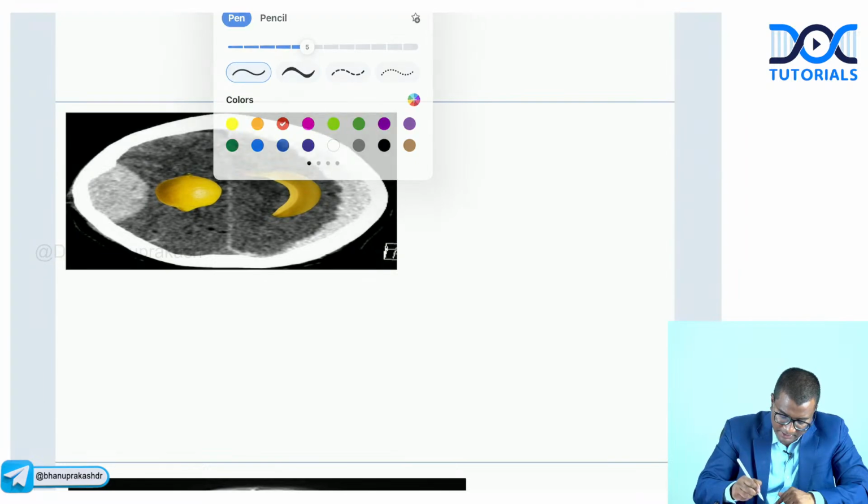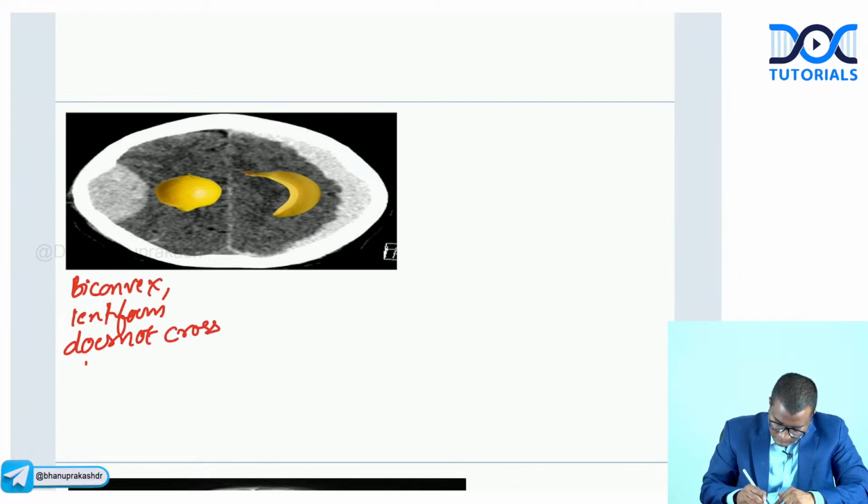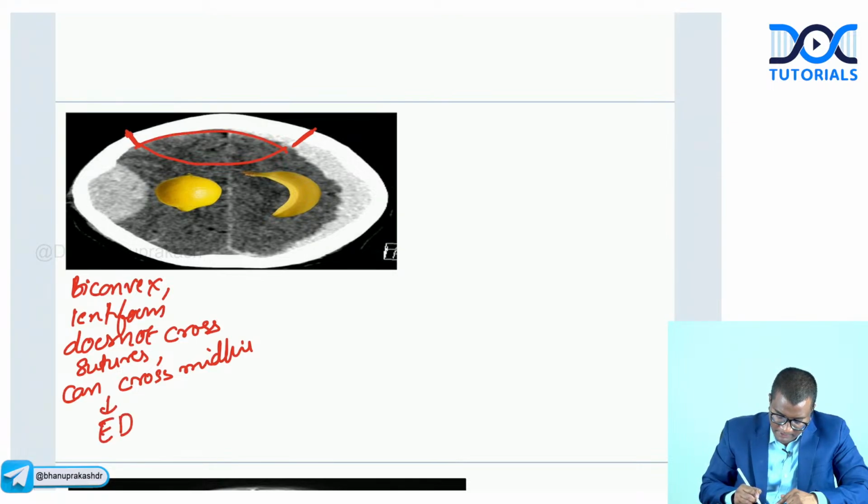Biconvex lemon shaped areas, right? So this is biconvex and lentiform, does not cross sutures, can cross midline, especially if it is in the frontal area. So imagine these are the frontoparietal sutures. If it is here, it can cross the midline, but will not cross the sutures. So epidural hematoma will be biconvex lentiform, right? It does not cross sutures, but can cross the midline.